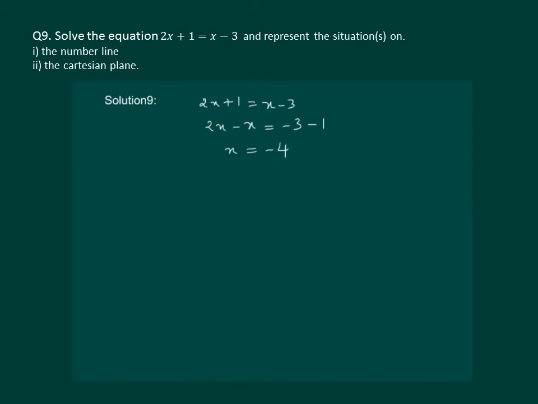We know that linear equation in one variable has a unique solution. So our unique solution is x equal to minus 4. Let us plot it on the number line. If this is our number line, then x equal to minus 4 is this point on the number line.